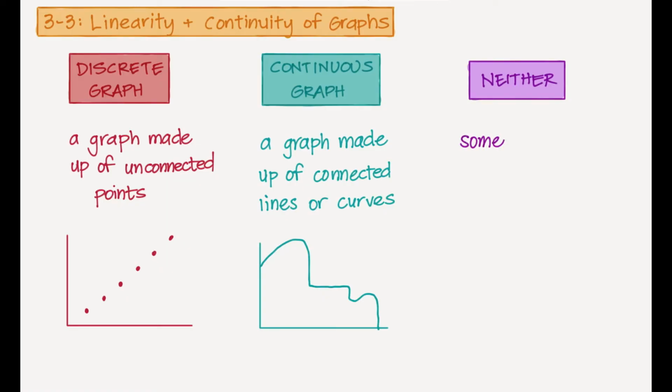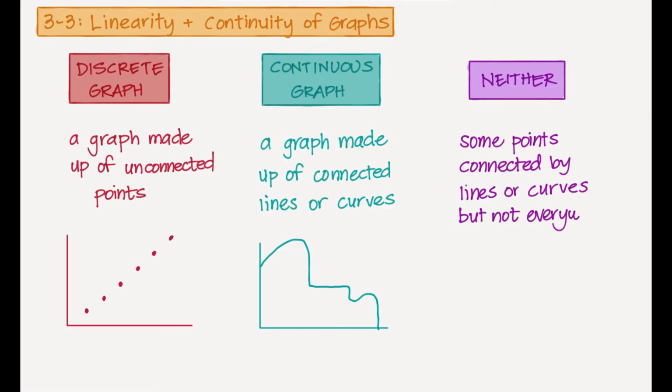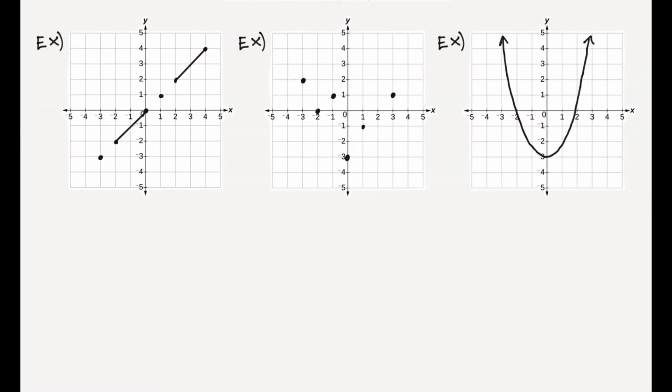Now, it's possible that you have a graph that is neither discrete nor continuous, and this is where some points you'll find are connected by lines or curves, but it's not that way everywhere on your graph, okay? So, for instance, I'll just draw another random example for you. I'll have a few points on here, and they can be connected by either a segment or a ray going in one direction. So let's look at a few examples now, and let's determine if they're discrete, continuous, or neither.